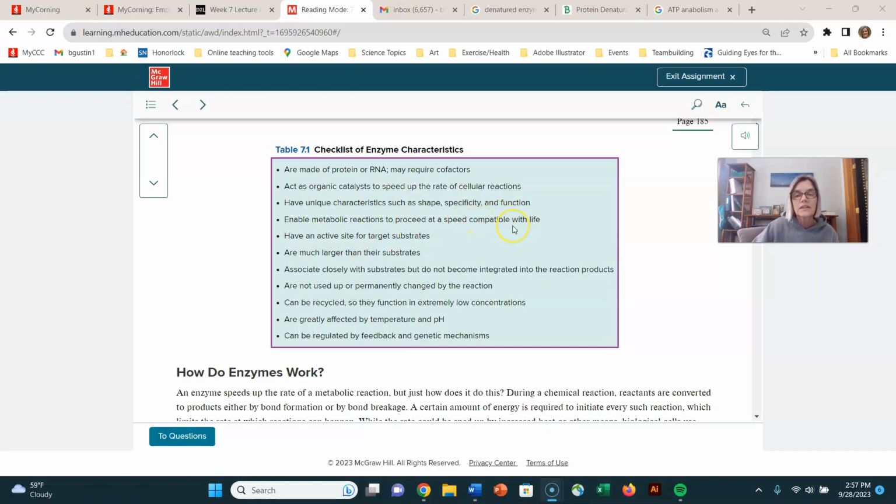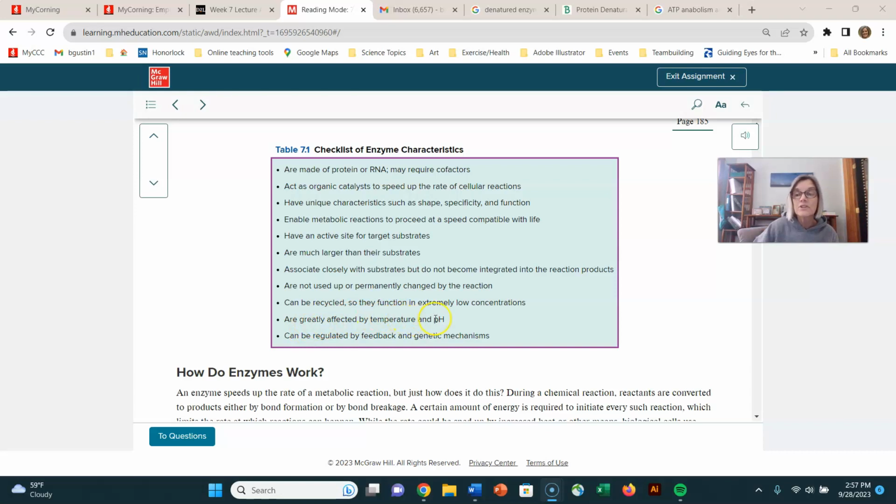They can speed up chemical reactions to be compatible with life. We're going to talk about the active site and substrate and how they're not changed. They can be used over and over again, so you don't need a lot of an enzyme to do its function.